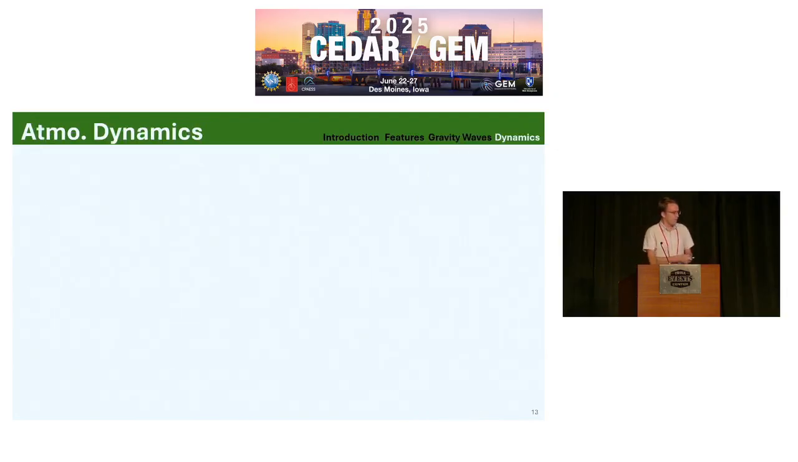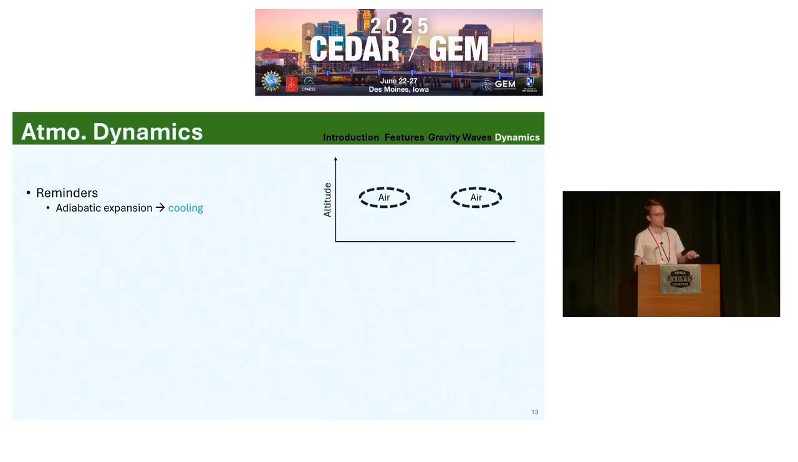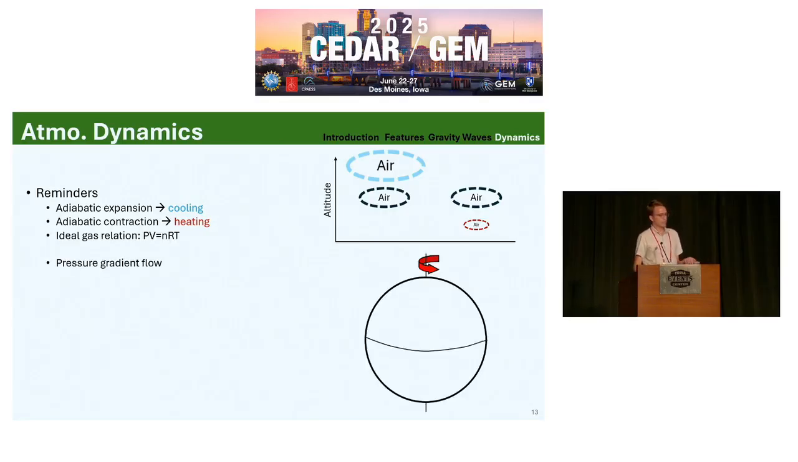So now, to get into atmospheric dynamics, I want to just cover a few basic atmospheric dynamics that are going to help us interpret how these gravity waves affect the MLT region. So first, let's talk about adiabatic expansion. Adiabatic expansion is when you have an air parcel that's raised up in the air, it expands, and due to the work it does, it cools. Similarly, you have adiabatic contraction when a parcel is lowered in the atmosphere. And that's all just due to the ideal gas relation.